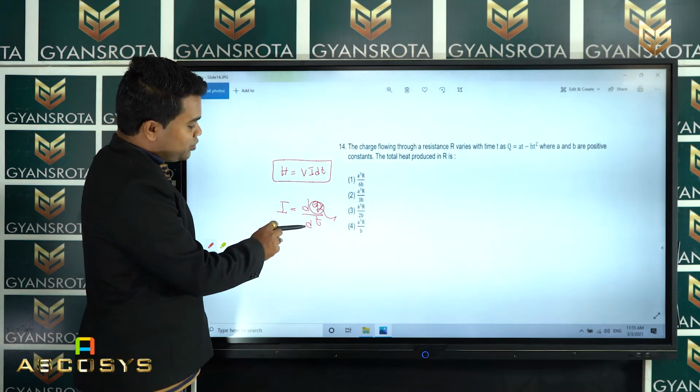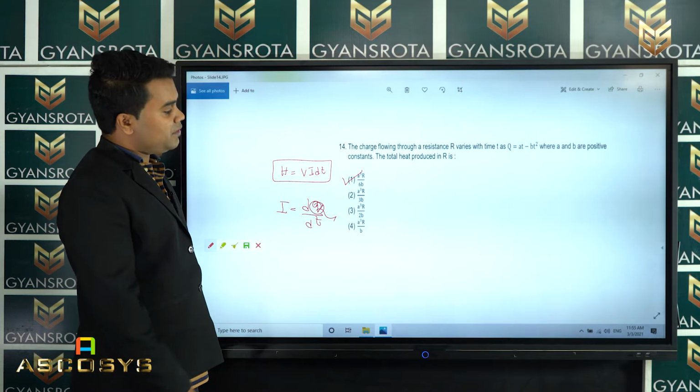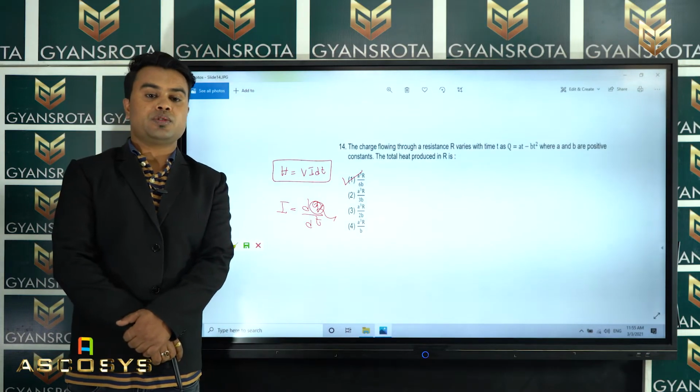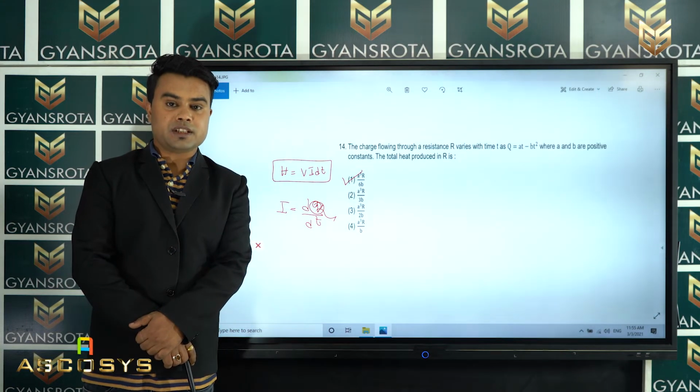So if you solve this one and then put it here, your final answer will be option number 1, a cube R divided by 6b. So this is the correct answer for option number 14. Now let us move to the next question, that is question number 15.